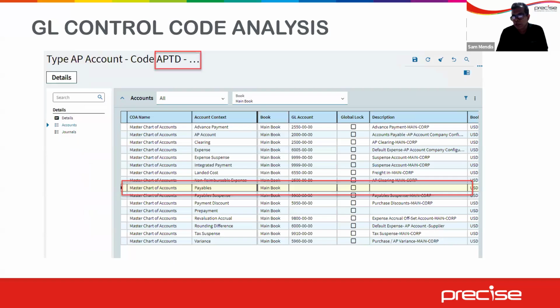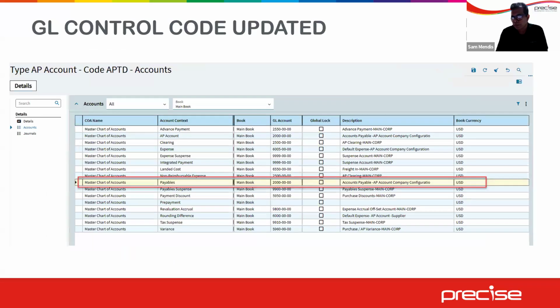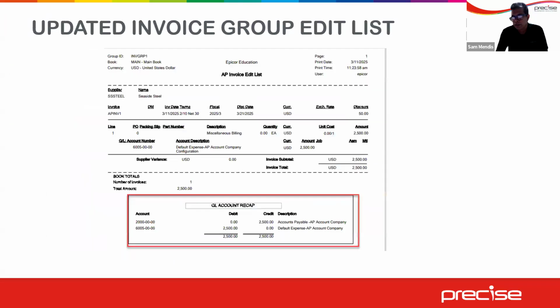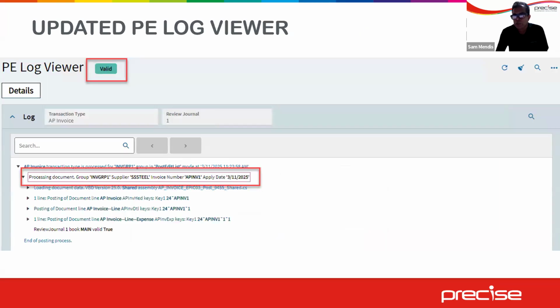So what we do is go to that APTD GL control code and see what's going on. And you can see clearly somebody's missed out putting the payable account in there when they were setting up the GL control code. We go back and fix it, update the correct account in there. Happy days. Group listing works fine. We can see the accounts coming up and then go back to the P log viewer. It's all valid and it's actually found the GL posting properly.